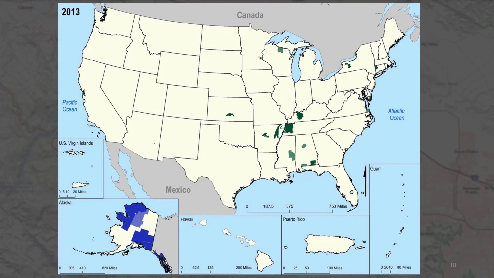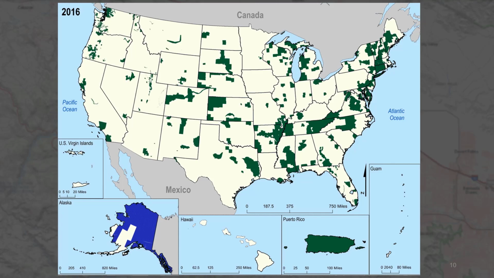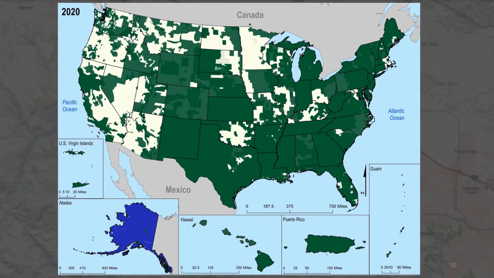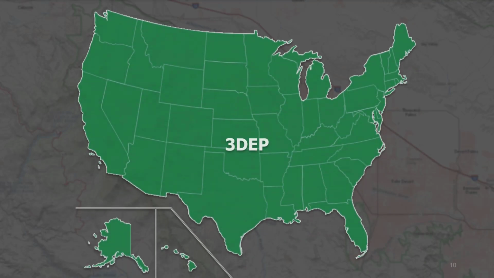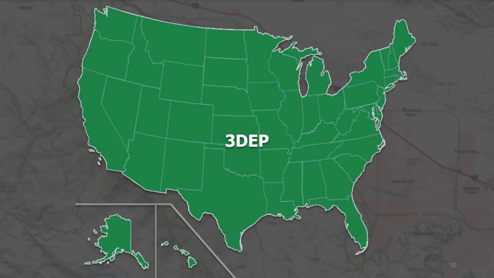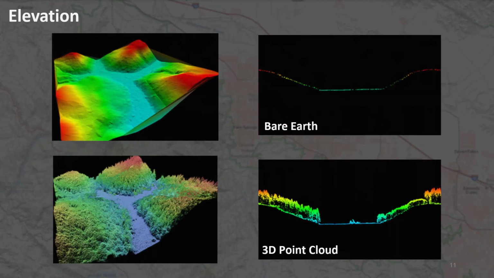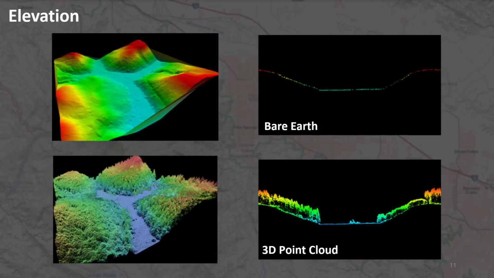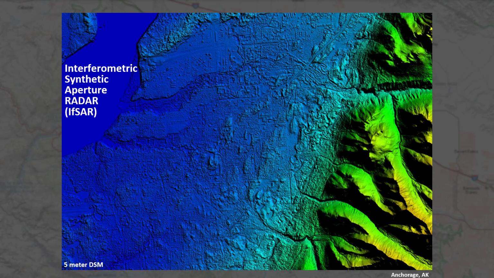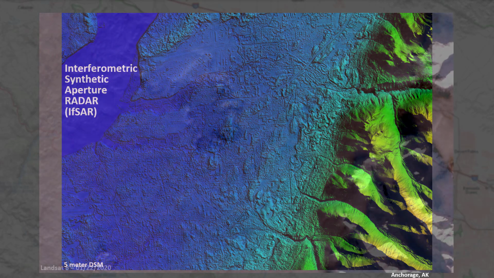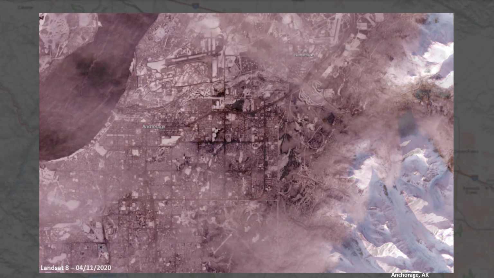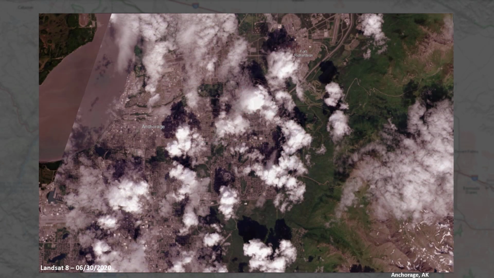The goal of 3DEP is to complete acquisition of nationwide LiDAR, and IFSAR in Alaska, to provide the first ever national baseline of consistent, high-resolution topographic elevation data, both bare Earth and 3D point clouds. 3DEP products are sourced from high-quality light detection and ranging, or LiDAR data, for the conterminous United States, Hawaii, and its U.S. territories, and interferometric synthetic aperture radar, or IFSAR data for Alaska, where remoteness and persistent cloud cover prevents statewide coverage of LiDAR data.